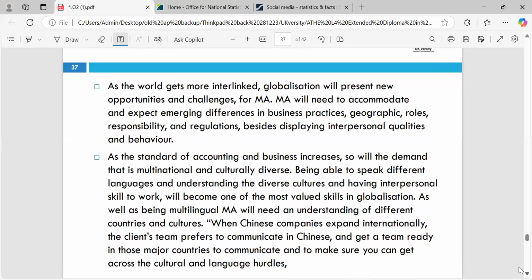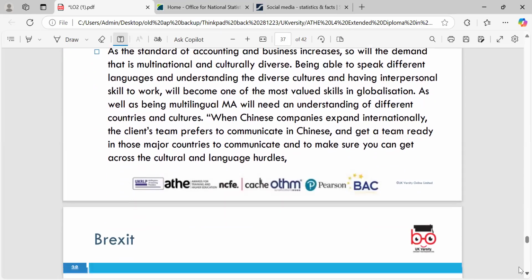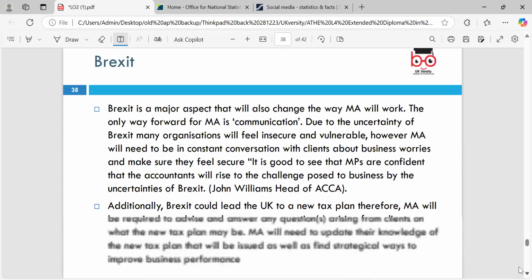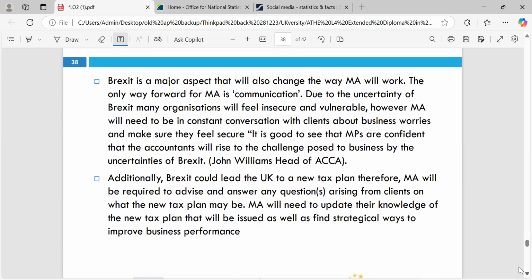Globalization means the world became a global village. Globalization is growing and boundaries are being removed, with mergers and acquisitions between companies. Companies are going more international, and Brexit happened, which has a huge impact in terms of rules and regulation. We have to look at Brexit and globalization.